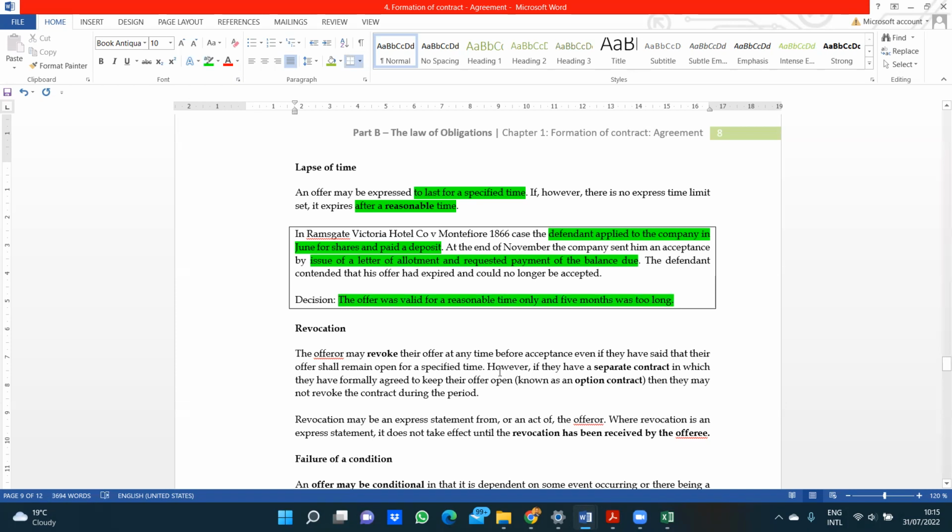What happened? Again, I'll explain it. The defendant offered in June to buy some shares and even paid the deposit, but it was in November that the company sent him the letter of allotment and requested payment of the balance due. But the defendant said at that time that his offer had expired and could not be accepted. And he was right, because the offer is valid only for a period of time, and 5 months, from June to November, was too long.